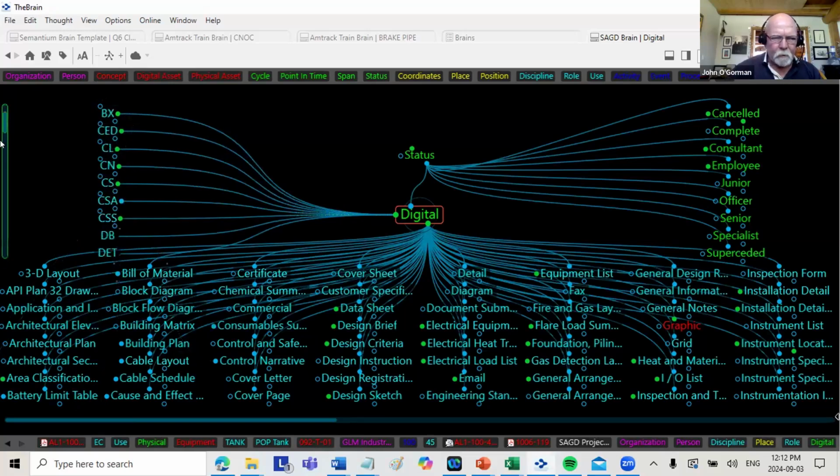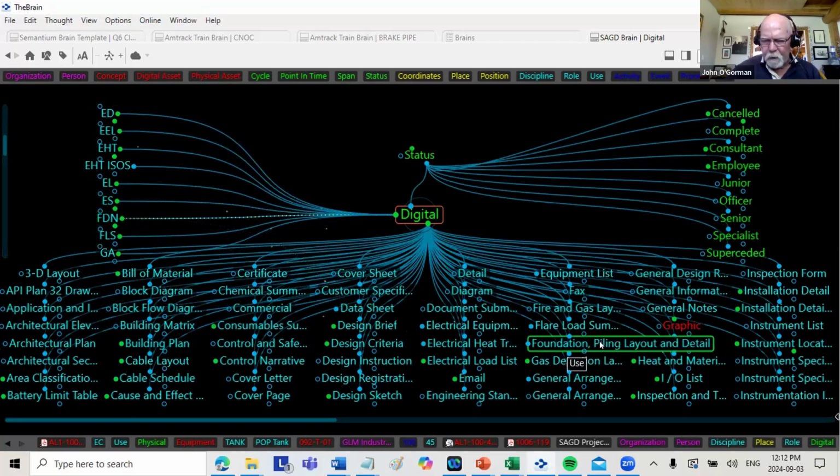I can scroll down this list. I want to find out what FDN stands for. That's basically foundation. It goes all the way over here. Foundation piling, that's a discipline, a digital document type.